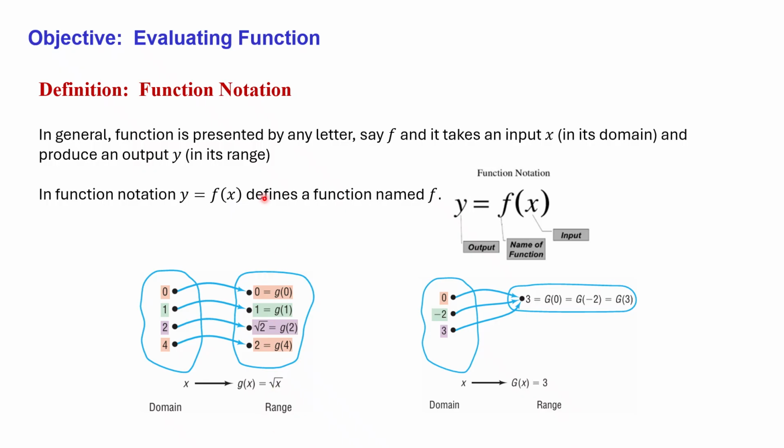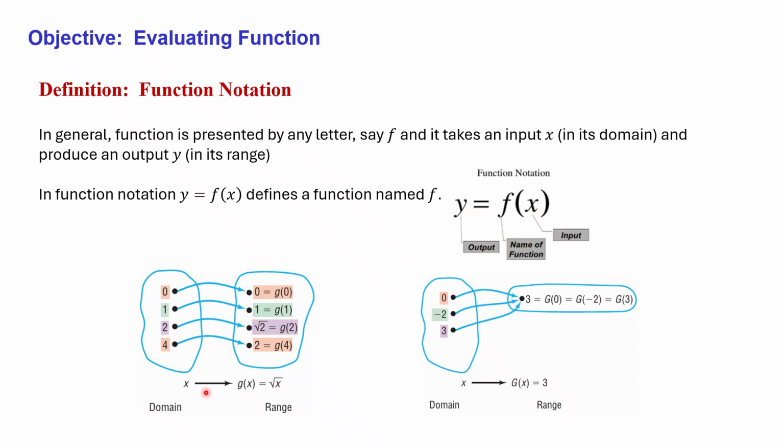The next objective is evaluating functions. So let us define function notation. In general, a function is represented by any letter, say f, and usually we use f, sometimes g or h, and it takes an input x in the domain and produces an output y in the range. So the function notation is given as f of x equal to y. So f is the name of the function, x is the input, and y is the output.